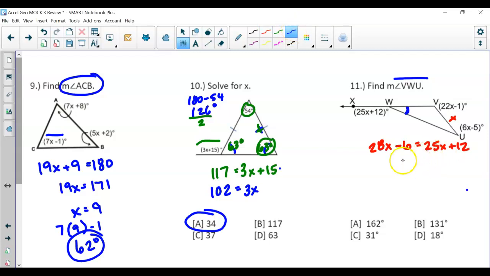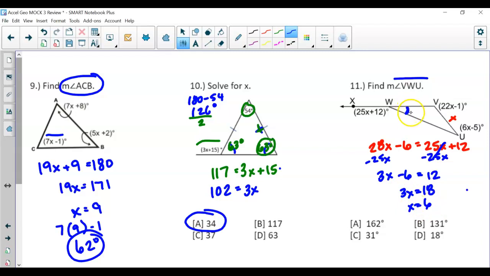So I'm going to go ahead and gather my variables. So subtract 25x from both sides here. Now I've got 3x minus 6 is equal to 12. Now you're just solving a two-step. So adding 6, you get 3x is equal to 18. Divide by 3, you get x is equal to 6.